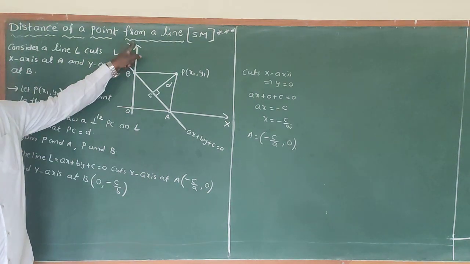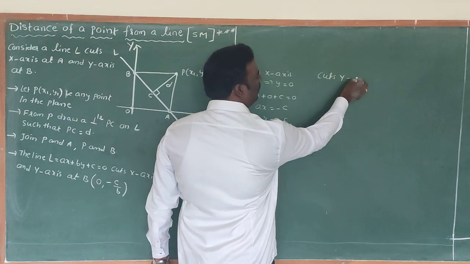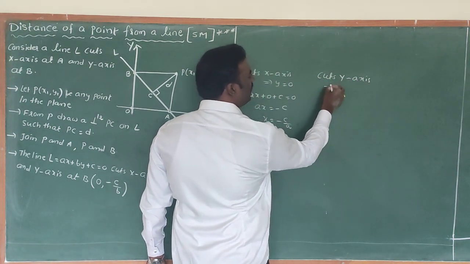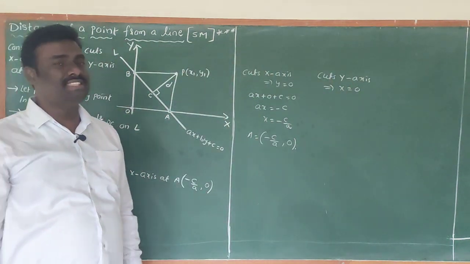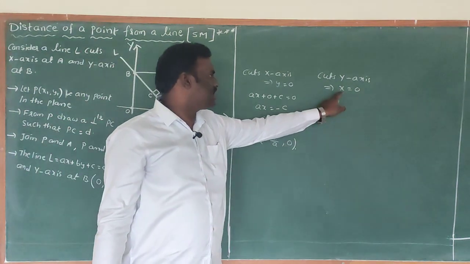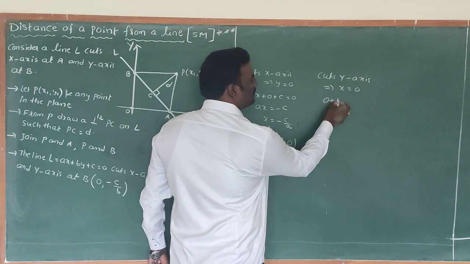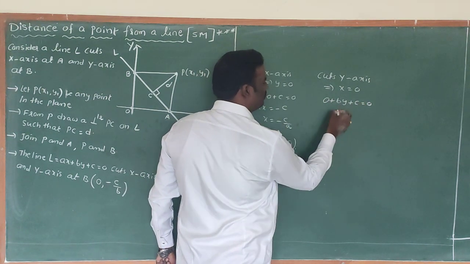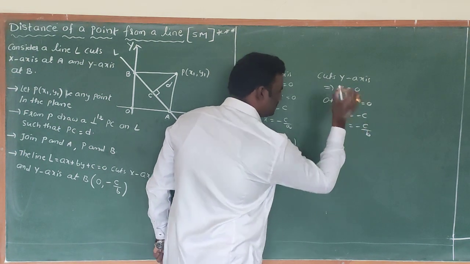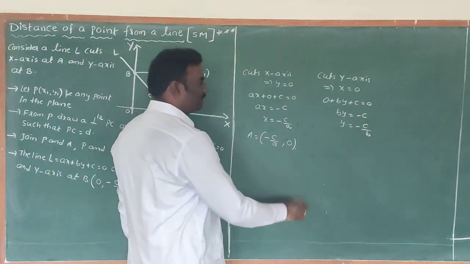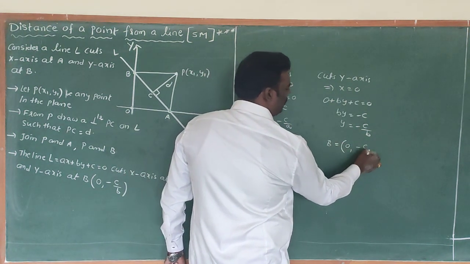Similarly, the line cuts y axis. On y axis, which value is 0? X value is 0. On y axis, x value is 0. Substitute this x value 0 in this equation. Then Ax plus By plus C equals to 0. Then By is equal to minus C, then y equals to minus C by B. Therefore, the point B is x comma y, x value is 0, y value is minus C by B.